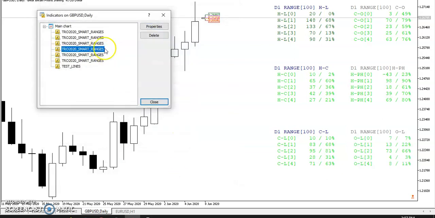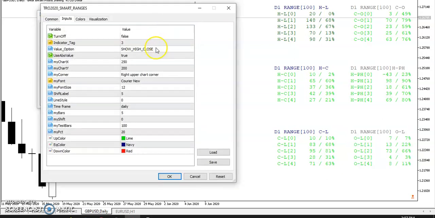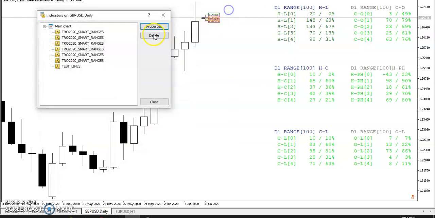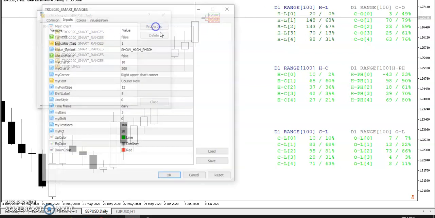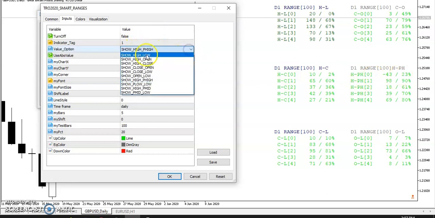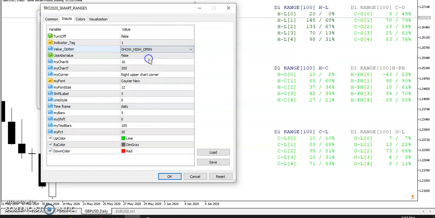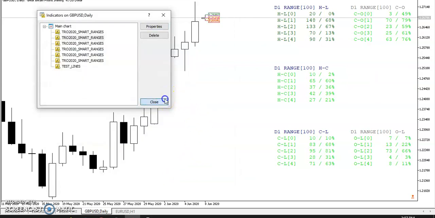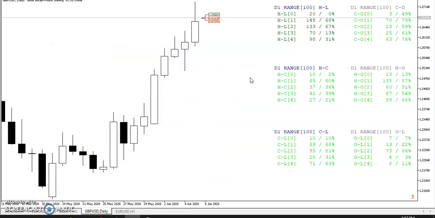And then let's make this one. No, not that one. Let's make this one here: high minus the open. So if you're doing the buy zone trade, we're thinking high minus the open and open minus the low.